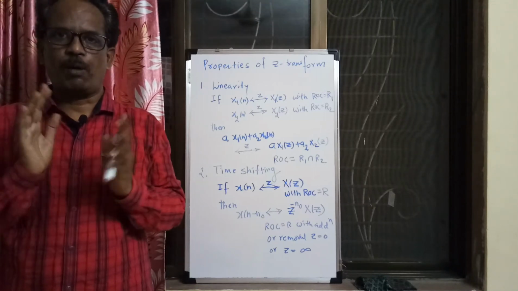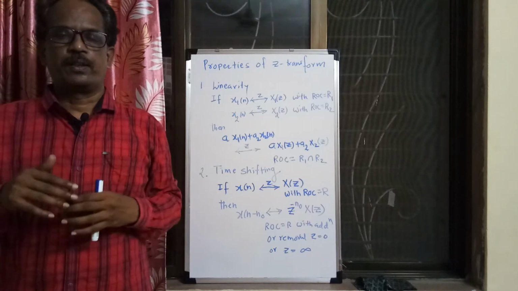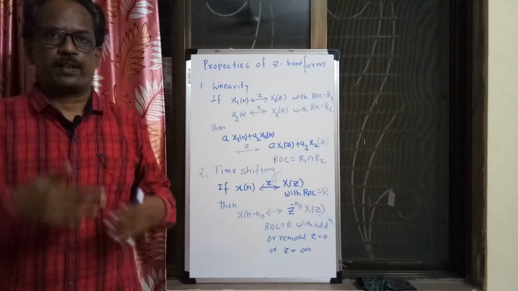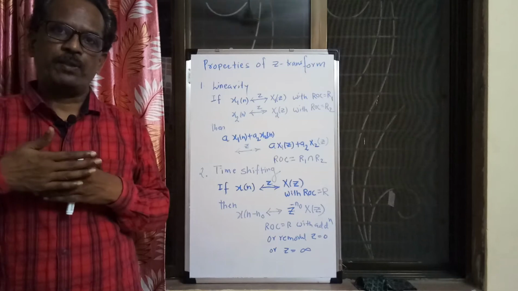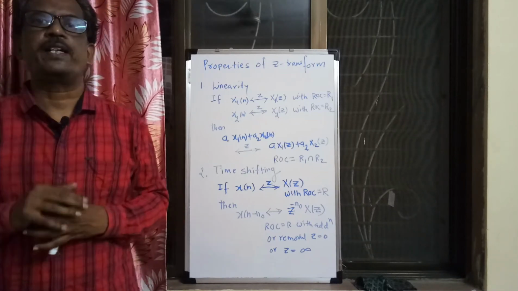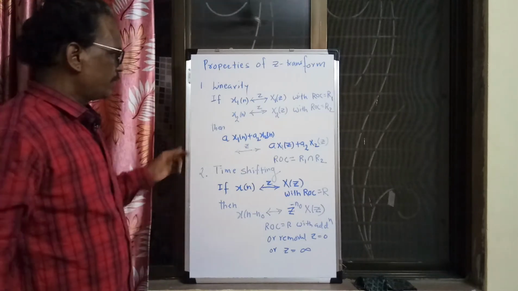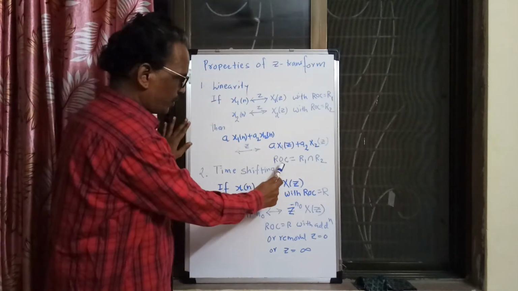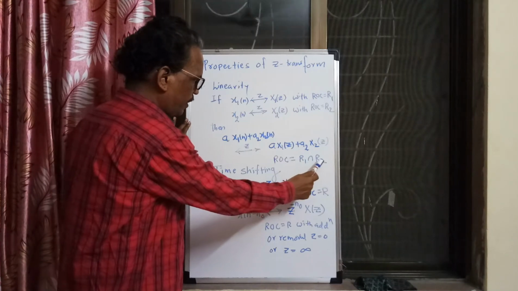So whatever is the common region, what is it? Greater than 1/2 means 1/2 to infinity, greater than 3 means 3 to infinity. What is the common? The common is 3 to infinity. So it is similar to that, the ROC is R1 intersection R2.